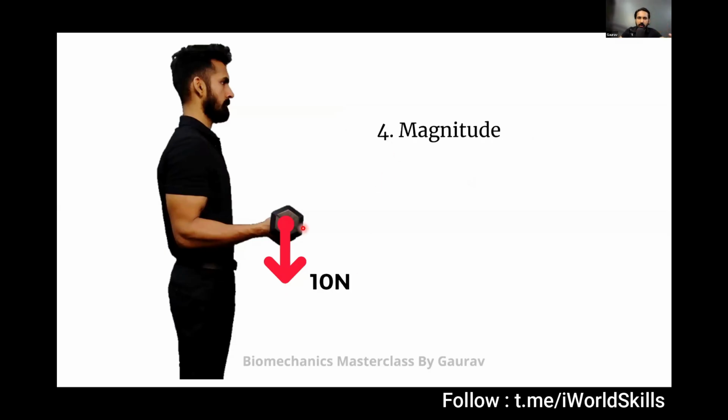What is the magnitude of this external force? Now, magnitude depends upon the weight of the dumbbell, of course. So let's assume magnitude is 10 Newton just to keep our calculations simple, for the calculations that we are going to do.